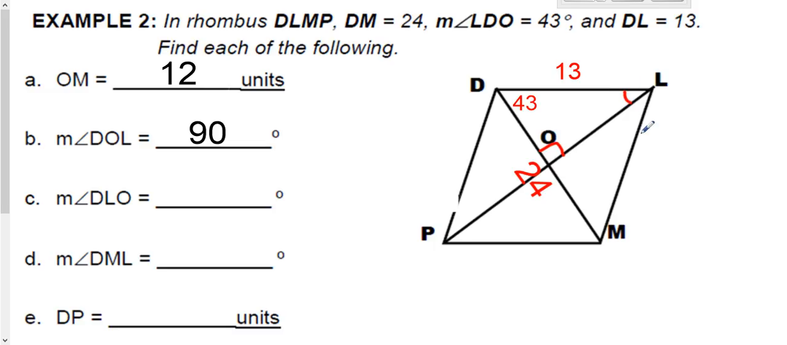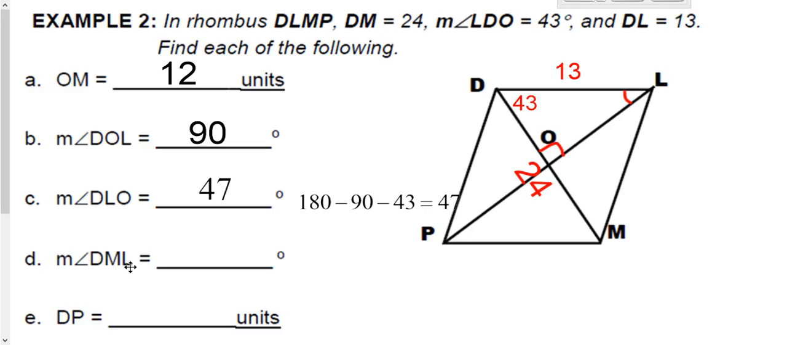Well, we don't know any of the other little ones, but we know two of the angles in this triangle, so we know all three of them have to add up to 180. So what we do is take 180 minus the 90 minus the 43 gives us 47 left. That angle is 47. Those will add up to 90. And what else we got?